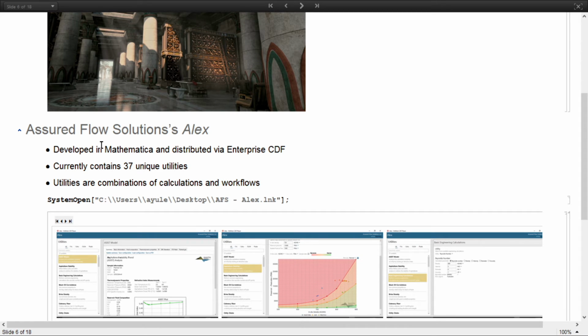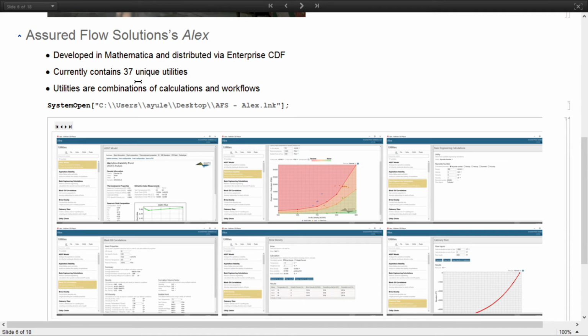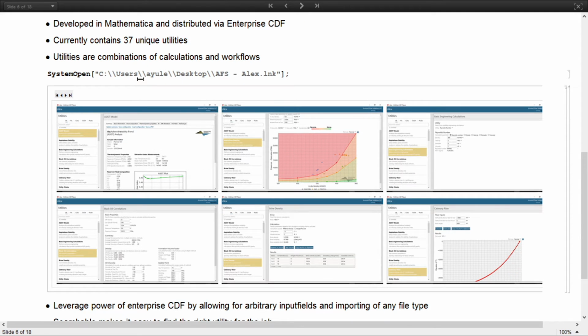So just really quick, let me formally show you Alex. It's developed in Mathematica by me, and it's distributed to my colleagues via an enterprise CDF. Currently, we have 37 unique utilities in it, and those are a combination of calculations, workflows, processes, all types of things. Basically, we just wanted a one-stop shop for anything R&D related that we had.